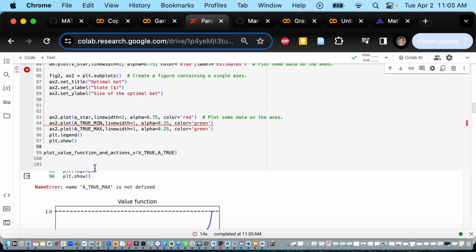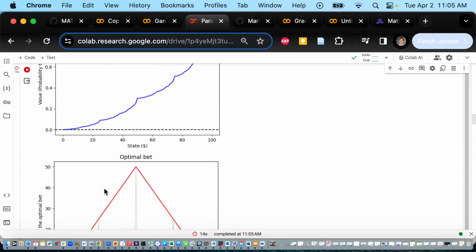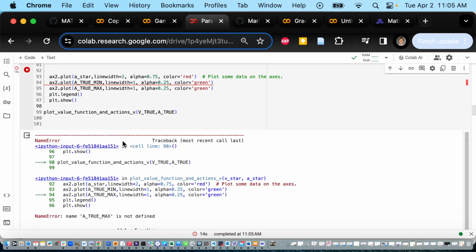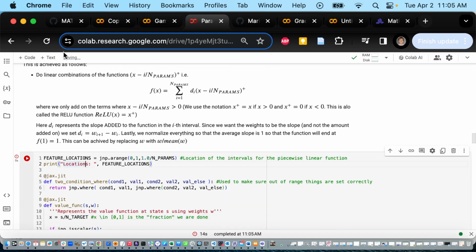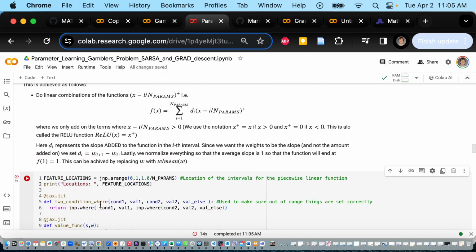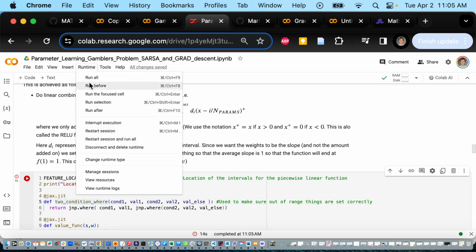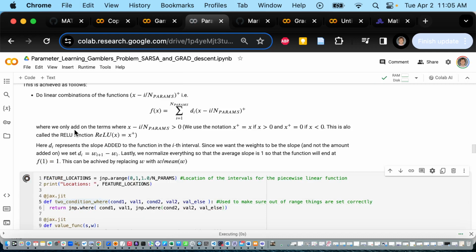Oh no. What did it not like? Oh, okay, well, it should work. Anyway, can I run below? Run time. Run after. Okay, great. So hopefully it'll work.